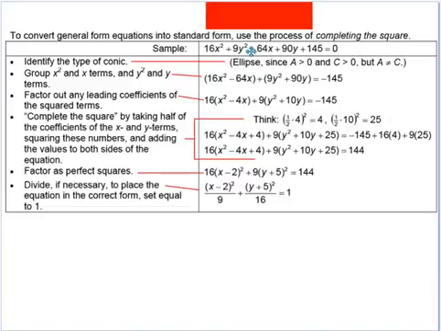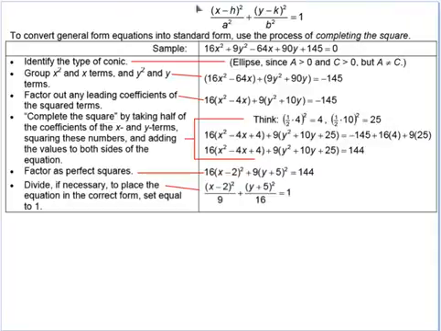And that process is much more difficult. There's several steps. Please follow all the steps. And I do want you, after you identify the type of conic, to figure out what the standard formula for the conic is.